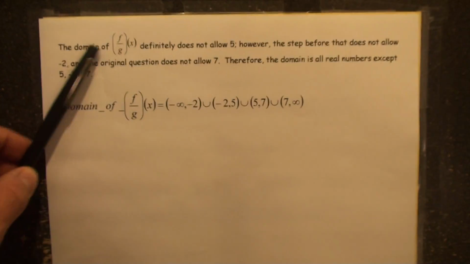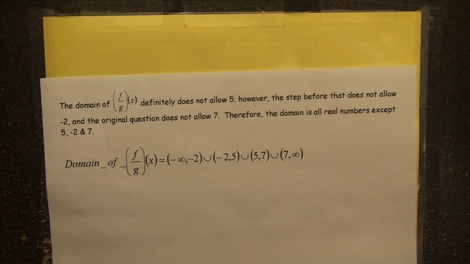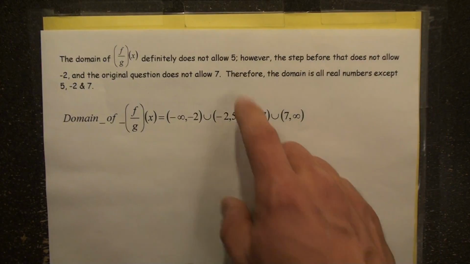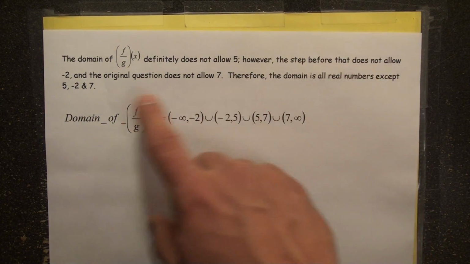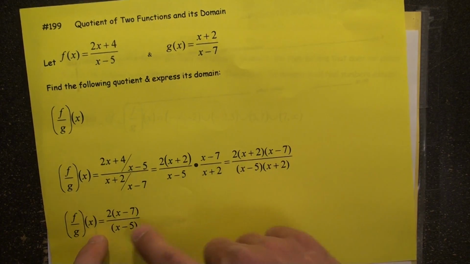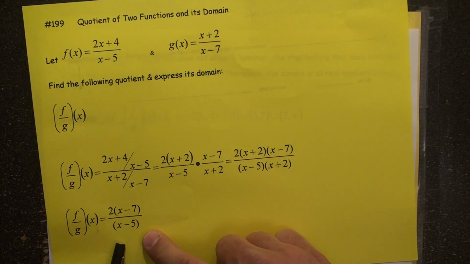Domain, here we go. The domain of f over g definitely does not allow 5. 5 is not allowed in the domain. However, the step before that does not allow negative 2. So we cannot have negative 2 in the step before this. Now someone says, well, wait a minute, what's the big deal? This is the answer, 2 is allowed here.